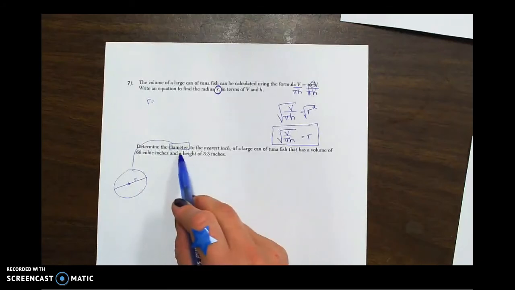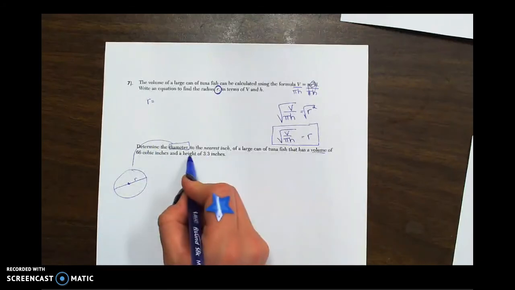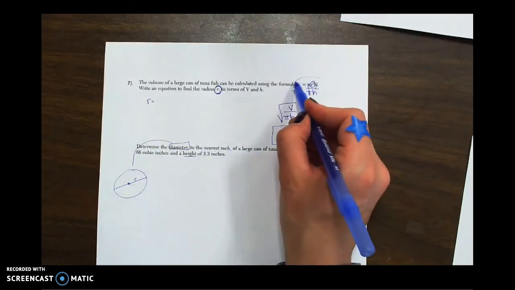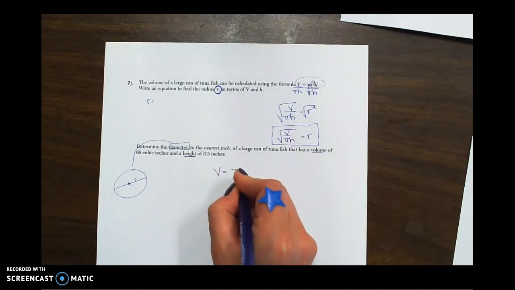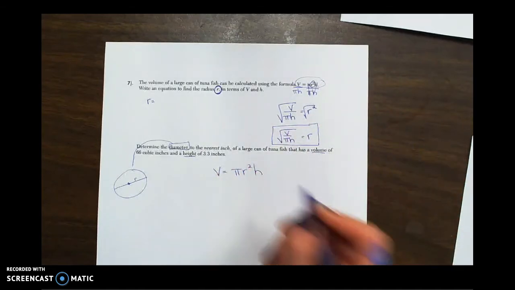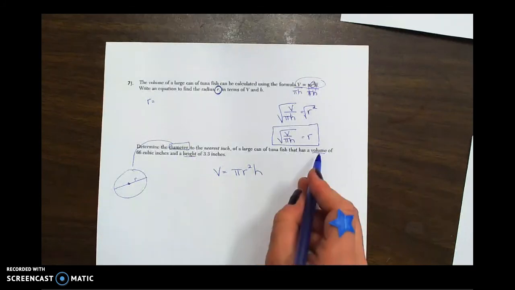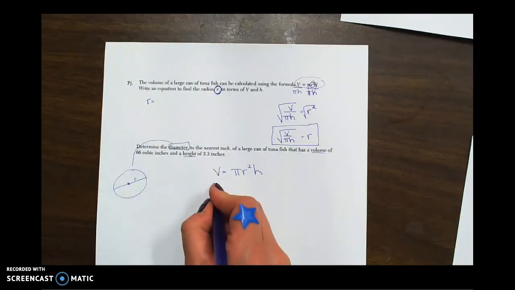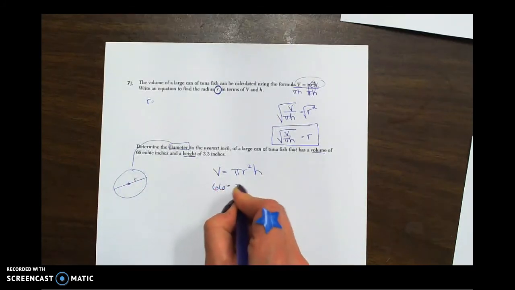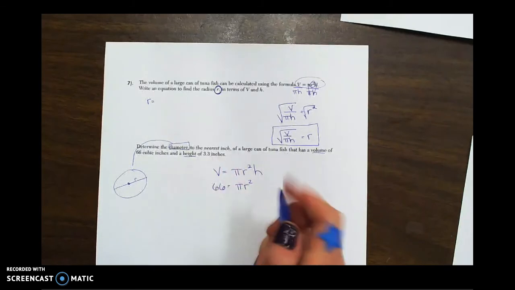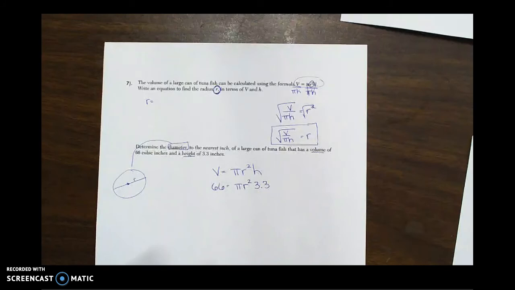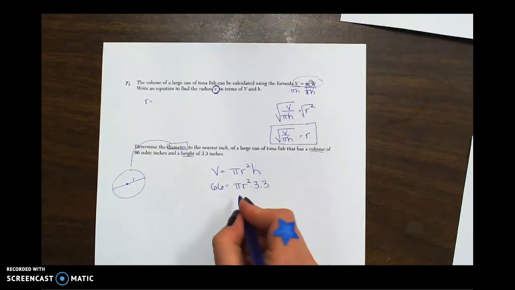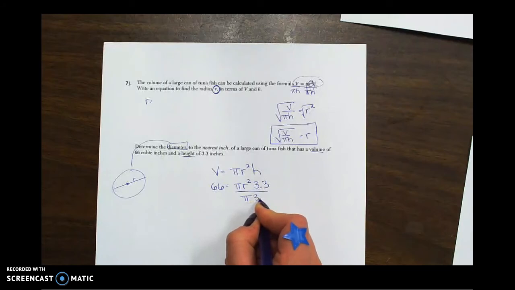So let's go ahead and take a look. They're giving us the volume and the height. Now that's very similar to this formula up here, V equals pi r squared h. So let's plug in what we know. The volume is 66 equals pi r squared, and the height is 3.3. Okay, so I want to solve for the r. The first thing I'm going to do is divide by pi and 3.3.